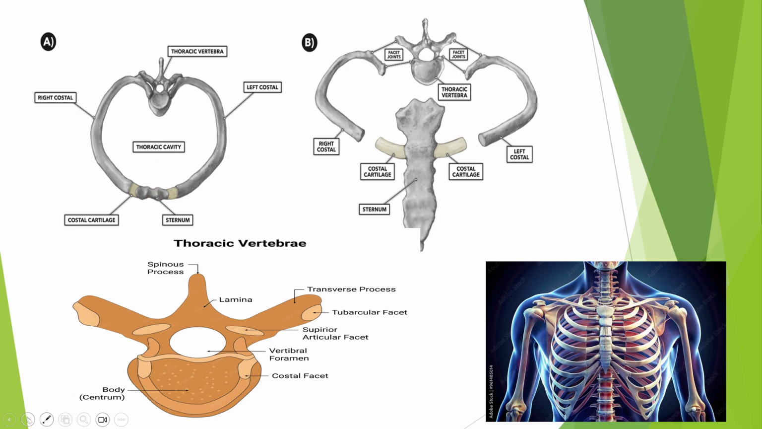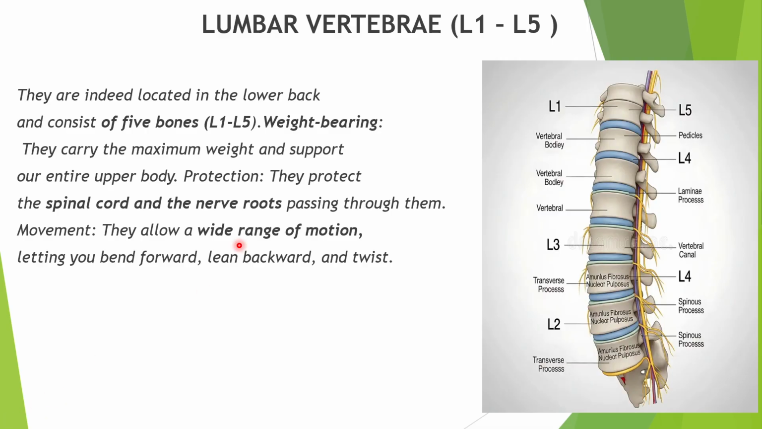Coming to the next, that is the lumbar. The lumbar vertebrae are 5 in number, L1 to L5. These are called the weight-bearing vertebrae because they carry the maximum weight and support the entire upper body. They also protect the spinal cord and the nerve roots passing through them. You can see the nerves here passing through them. These also allow a wide range of motion. So coming to the next.